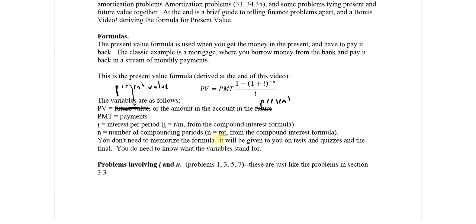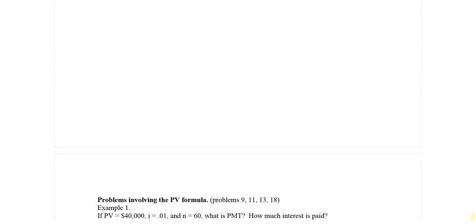You don't need to memorize the formula again, because it'll be given to you on tests and quizzes and in the final, but you do need to know what the variables stand for. Problems involving i and n, so problems 1, 3, 5, 7 in section 3.4, these are just like the problems in section 3.3, so we won't go through those.